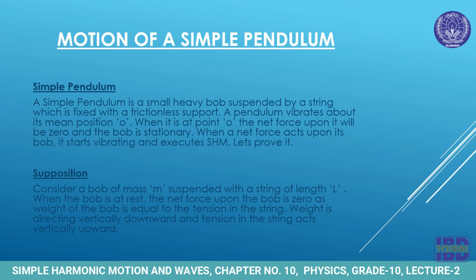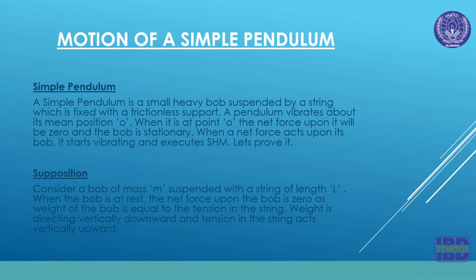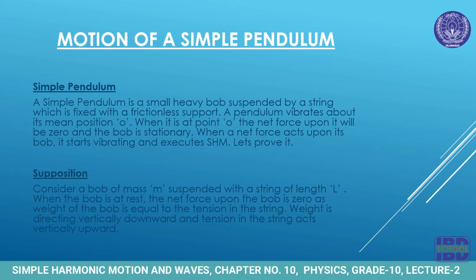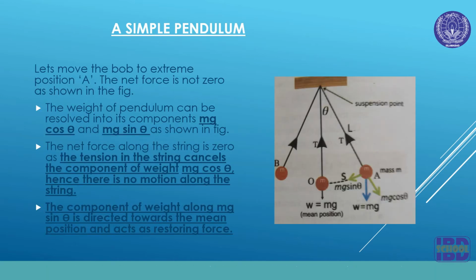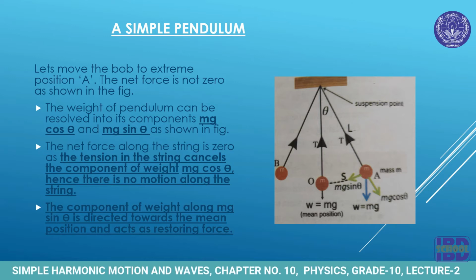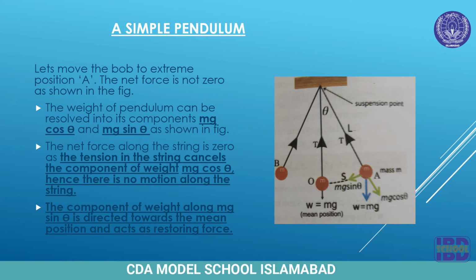So weight is directed vertically downward, and tension in the string acts vertically upward. Both cancel each other's effect and the net force upon the body is 0. Let's see the simple pendulum. Let's move the bob to extreme position A. The net force is not 0 as shown in the figure.